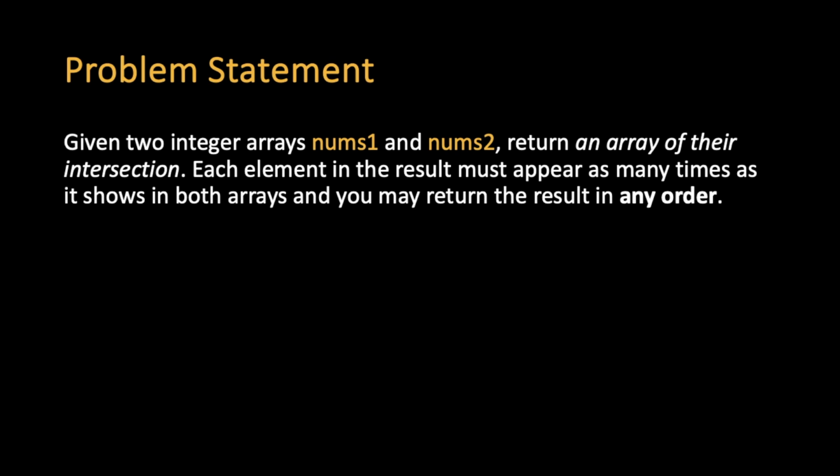We'll be given two integer arrays nums1 and nums2. We need to return an array of their intersection. Array of their intersection means we need to return the common elements. Each element in the result must appear as many times as it shows in both arrays, and we need to return the result in any order. So order doesn't matter, but we need to return the intersection of both the arrays.